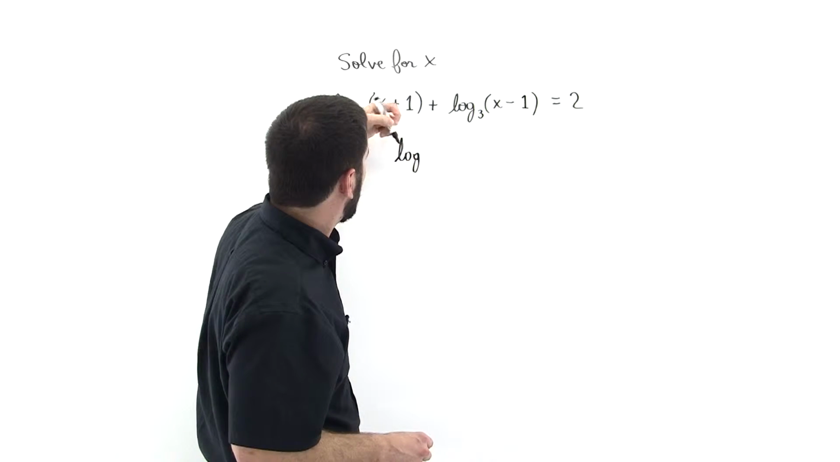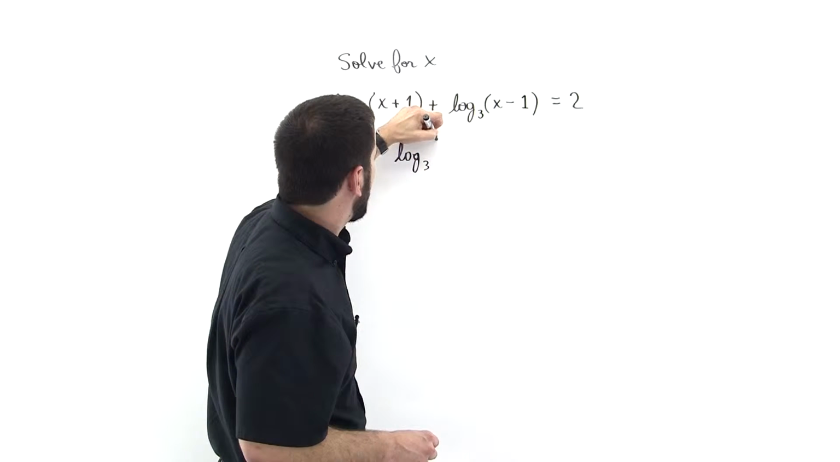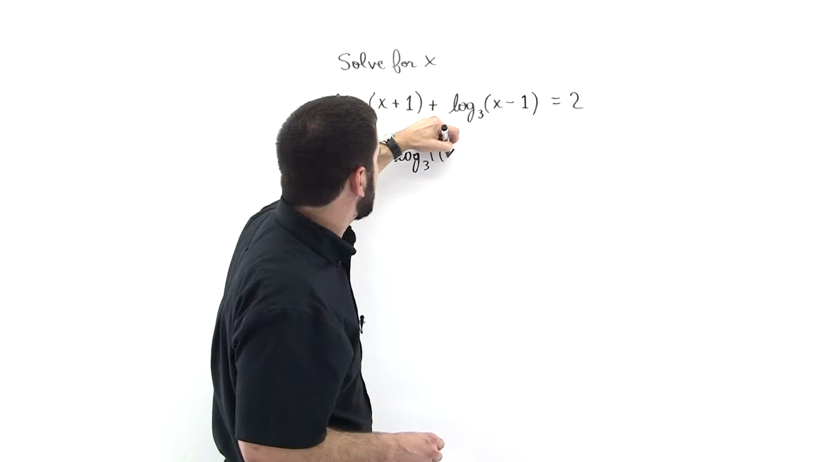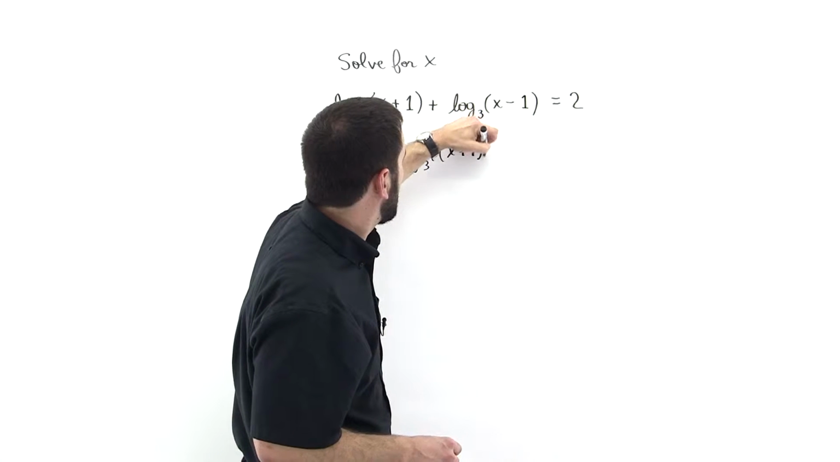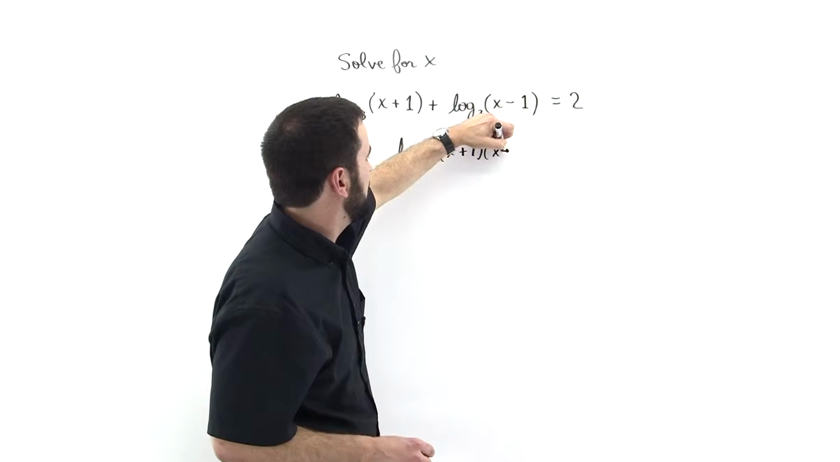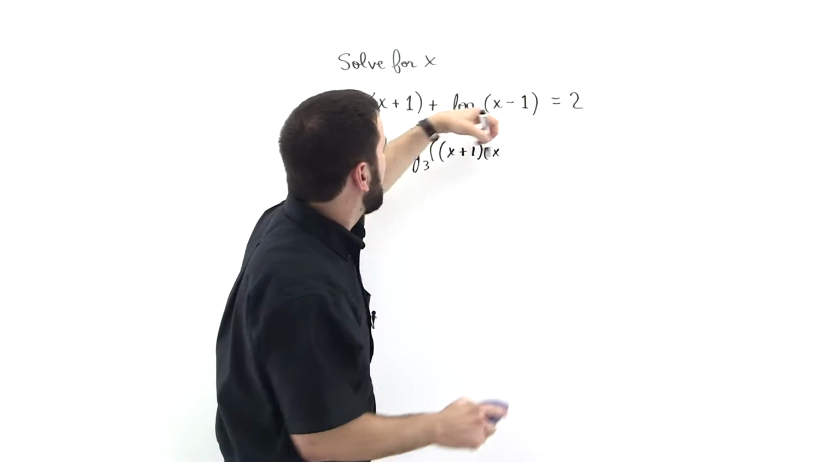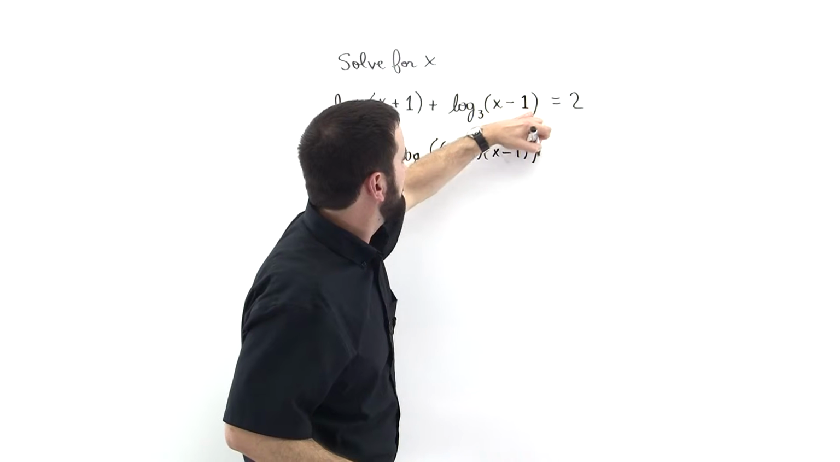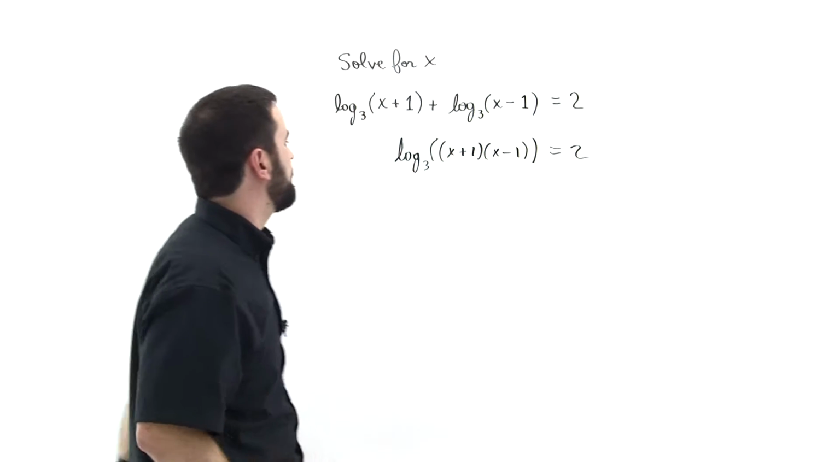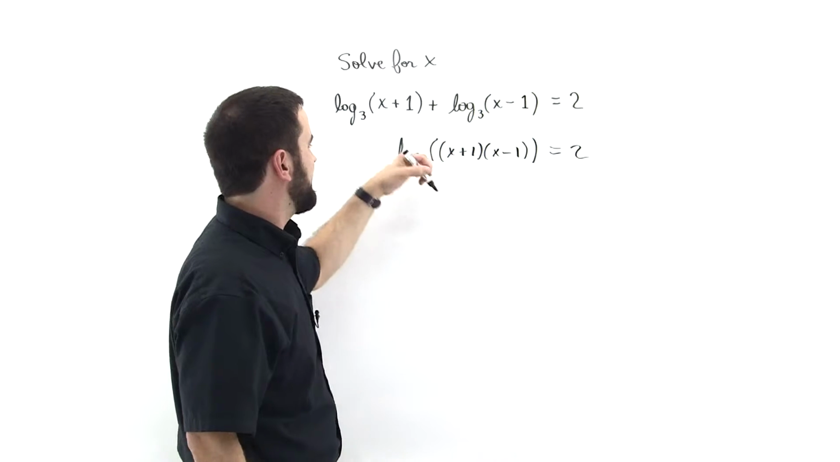the log base 3 of x plus 1 times x minus 1 equals 2, like so. Then we can FOIL this guy inside here.